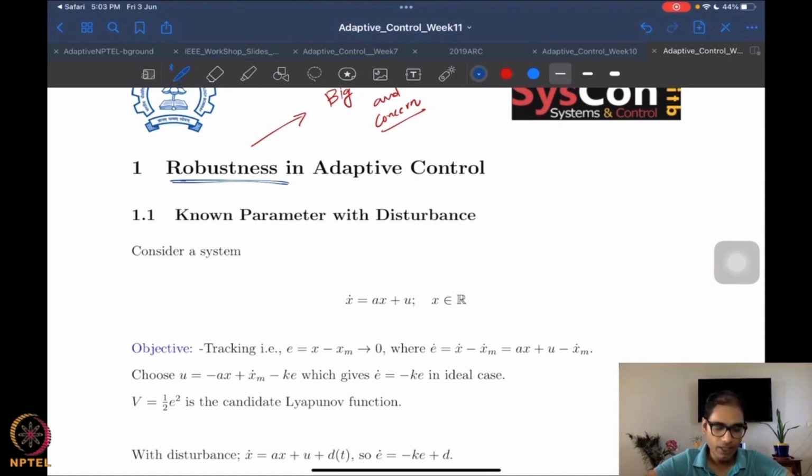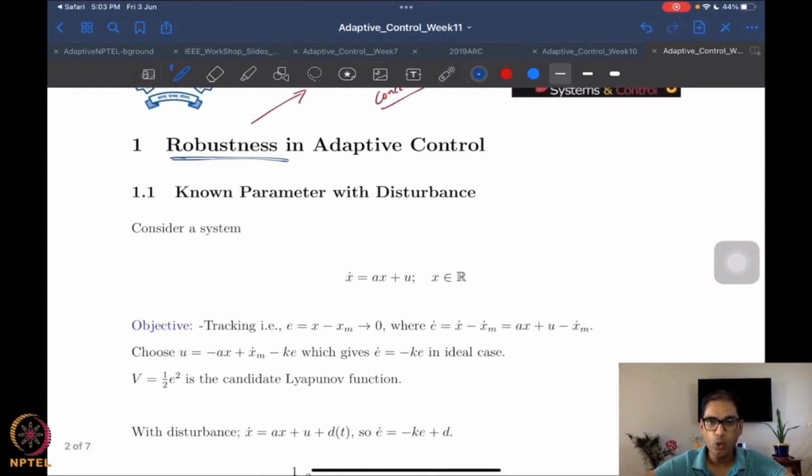Therefore, disturbance is ubiquitous in a plant, in any dynamical system. So almost always you want to have controllers which are robust against disturbance. If they're not, then you have a problem.